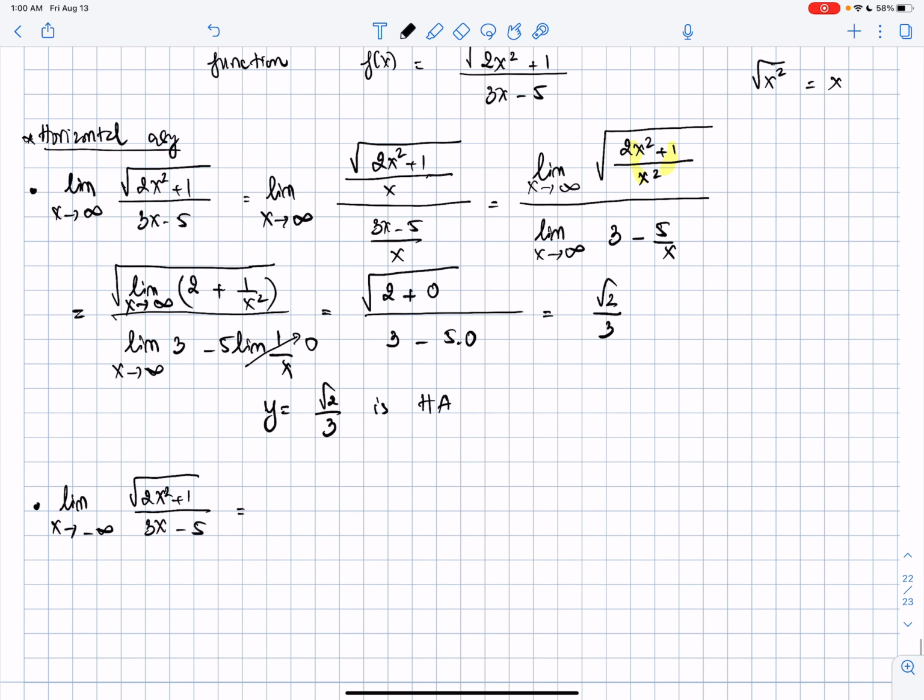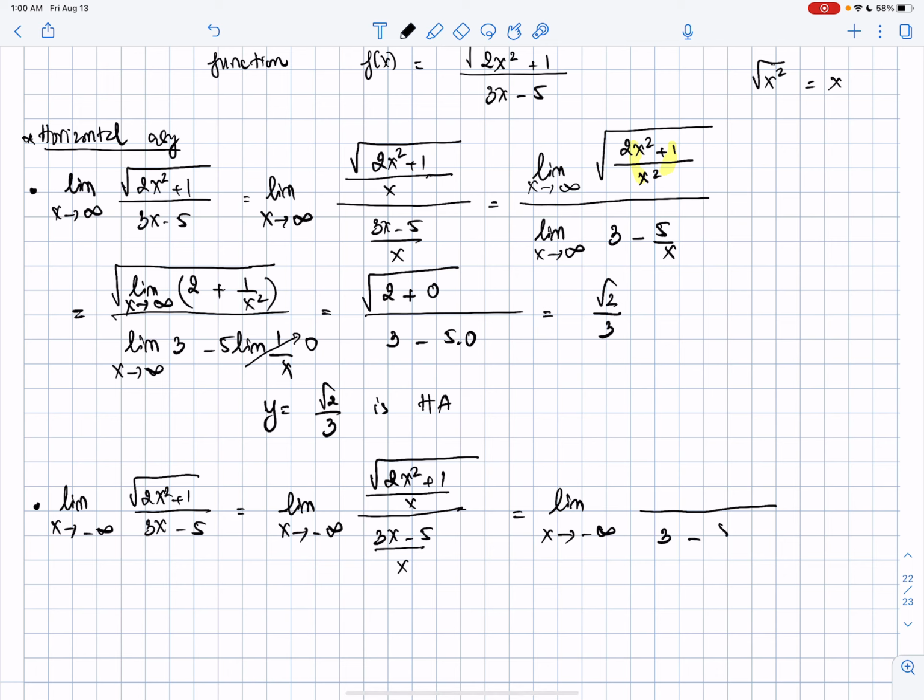Now we do similarly, but we make x approach negative infinity. So similarly, we will divide top and bottom by the x. Okay, so now we need to have very strong algebra for this. In the bottom, there's nothing to do, so we have 3 minus 5 over x. So it's very easy. But now let's pay attention to this x.